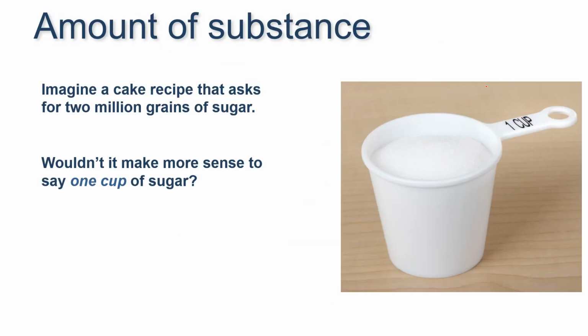Okay. So don't write this down. I just want you to think about this. Let's say you're going to bake a cake or something, right? And imagine if the recipe called for 2 million grains of sugar. Wouldn't it make more sense to just measure a cup of sugar? So this is what we do with regards to that Avogadro's number.